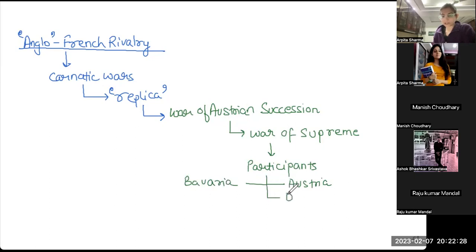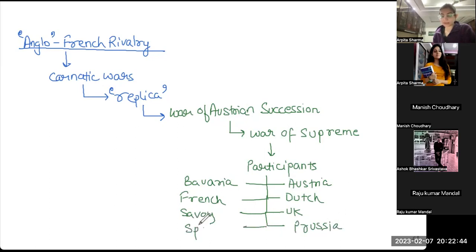And then we had the Dutch. We had the French. We had the UK, that is the British or the English. We had Savoy. Then we had Prussia. We had Spain. That is why the French and the Spanish, the Dutch and the Spanish, were also fighting with each other. We had Hanover. These were the countries which were participating in the war.